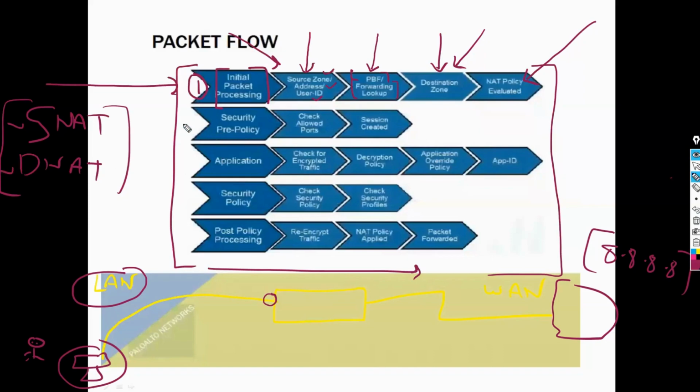For this traffic flow, is there any source NAT or destination NAT configuration? After that, it will go and check the security pre-policy. In the security pre-policy, the Palo Alto firewall will check allowed ports. So which port is allowed?